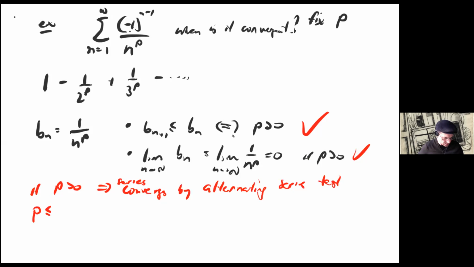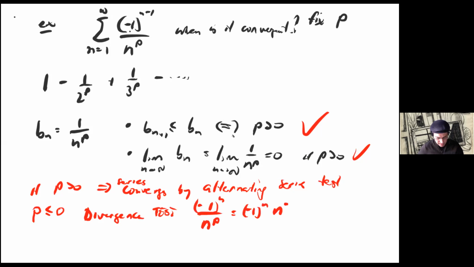Okay, so what happens if p is not greater than 0? So if p is less than or equal to 0, what's happening? Then I claim we can use the divergence test to show that it diverges. Because (-1)^n over n^p is equal to (-1)^n n^(-p) in this case. So now the exponent -p is greater than or equal to 0, and if it's equal to 0, then n^(-p) is 1, and you're getting (-1)^n. That's oscillating back and forth. It doesn't converge to 0.